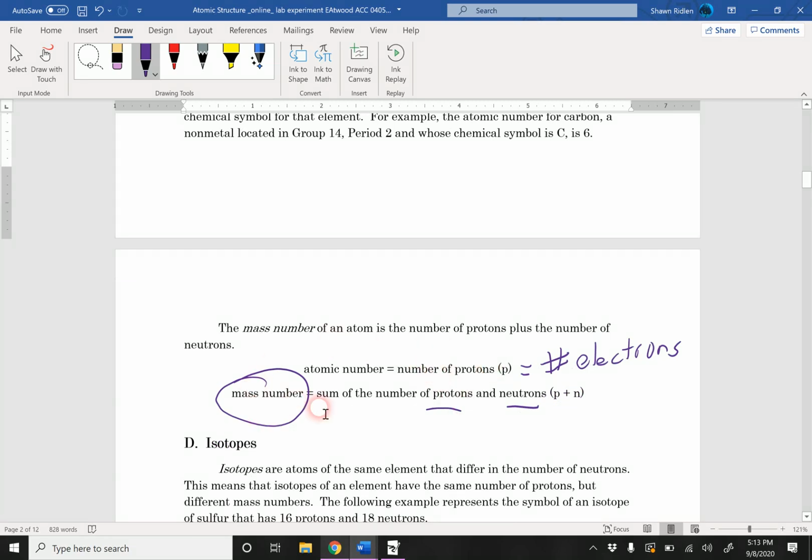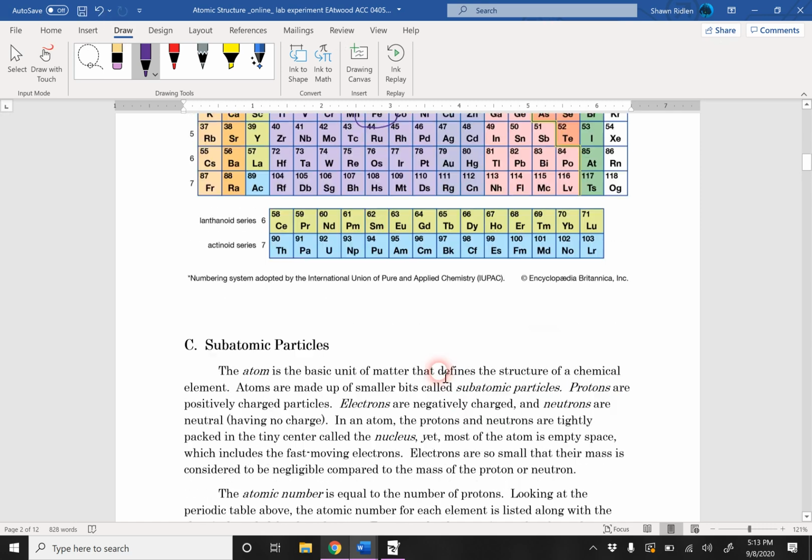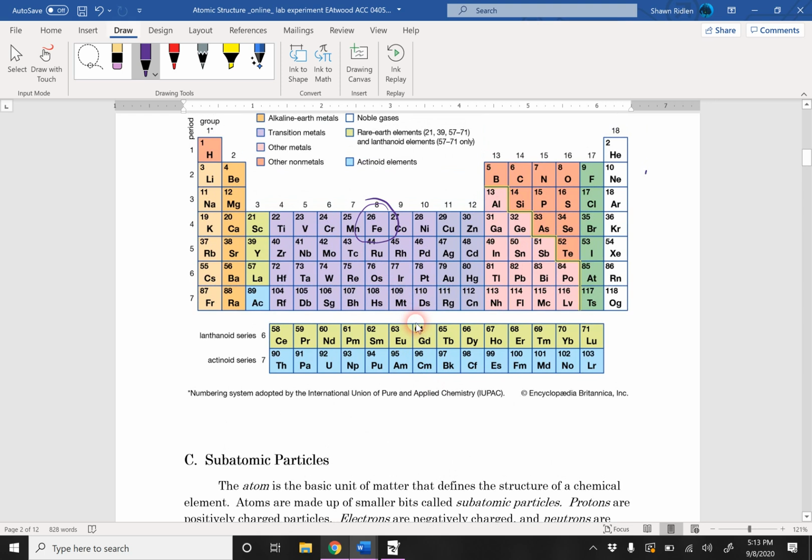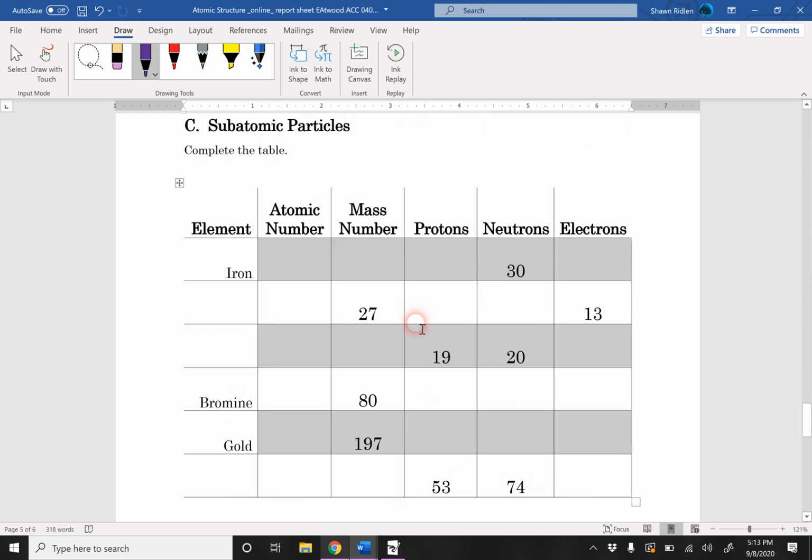And again, the mass number is equal to the number of protons plus the number of neutrons. Okay, so our atomic number is just this number we find in the top left-hand corner of this periodic table. So we know our atomic number would be 26. And that also means that the number of protons is 26. And we said before the number of electrons is equal to the number of protons as long as it's neutral. Okay, so this would also be 26.